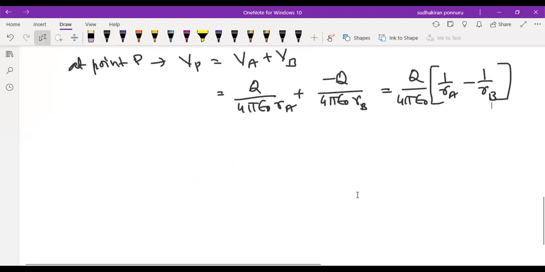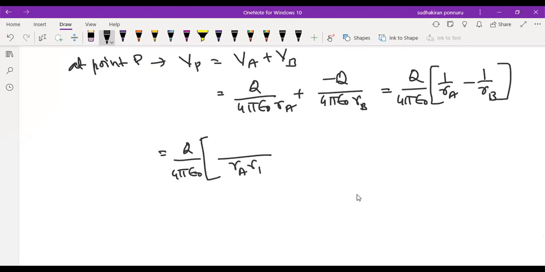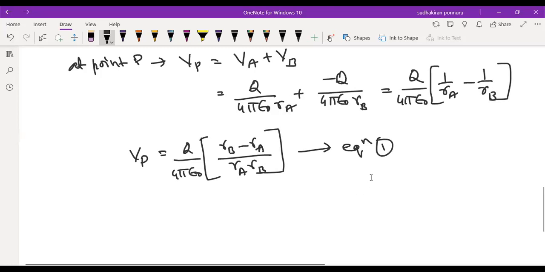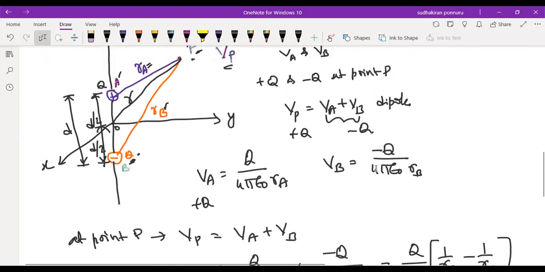Okay, now proceeding further. Taking the LCM, this is equal to Q divided by 4 pi epsilon naught, where the LCM is RA RB, and the numerator becomes RB minus RA. This is nothing but the potential at point P. We are going to take this as equation 1.